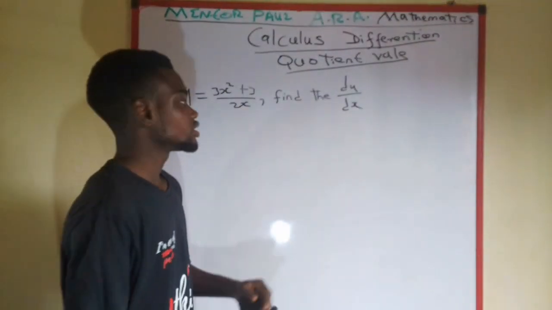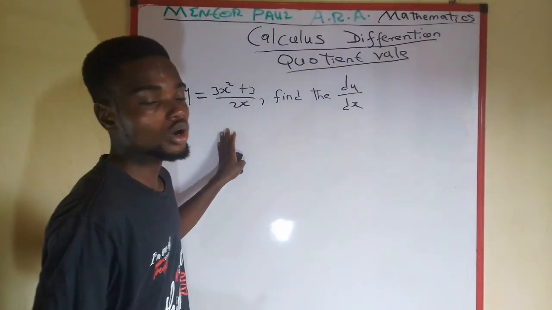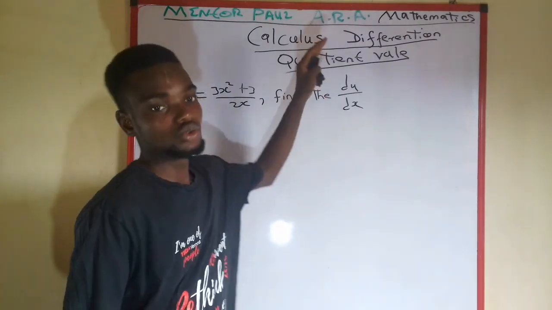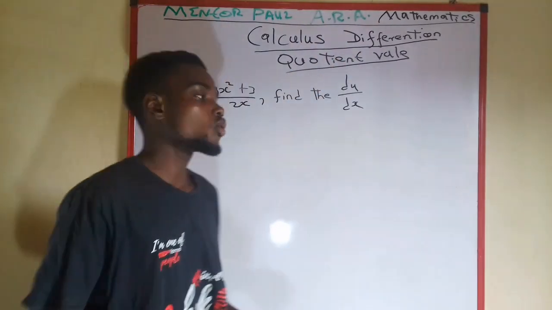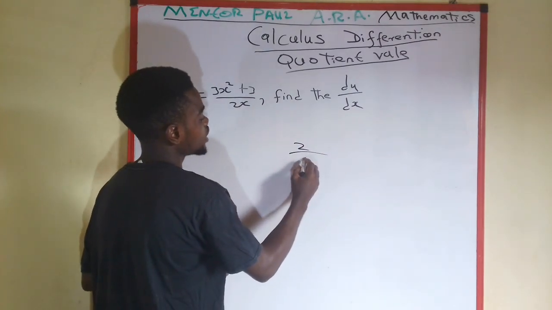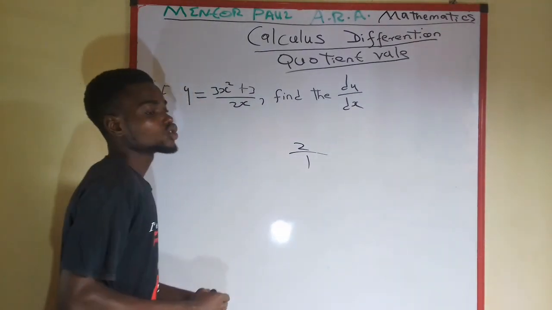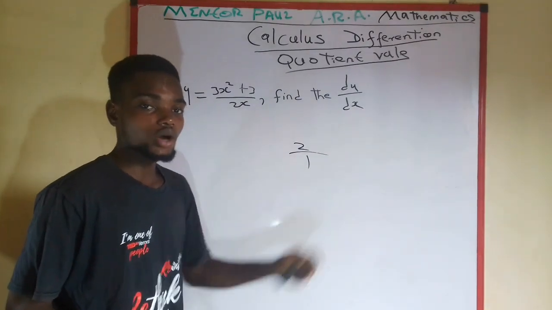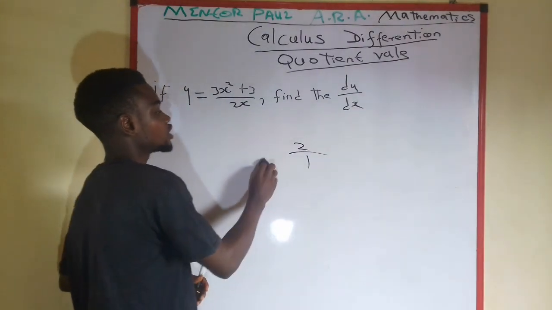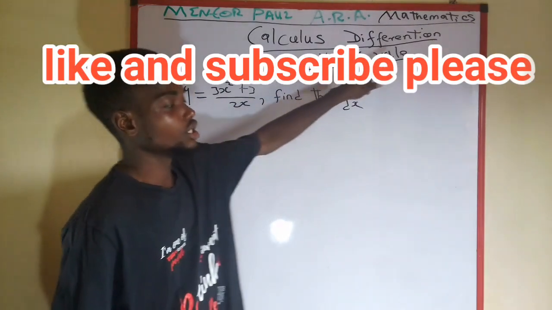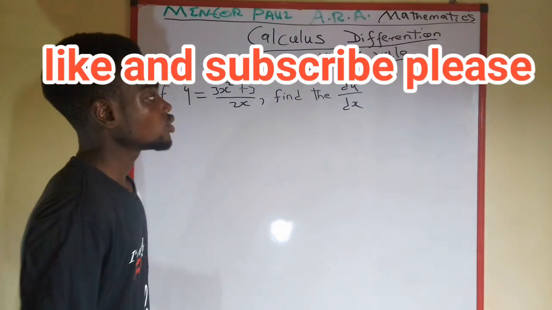Welcome to this tutorial. I'm going to be telling you how to solve differential calculus using the quotient rule. So what is the quotient rule? Quotient is another way to express a fraction. If you have a fraction, this means a quotient in calculus. Once you have a quotient, that is a fraction, you apply the quotient rule. And what is the quotient rule?